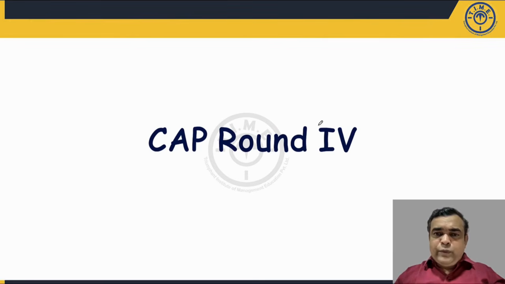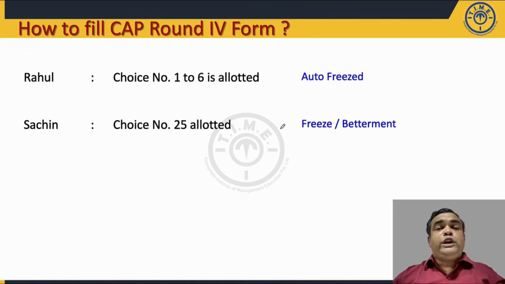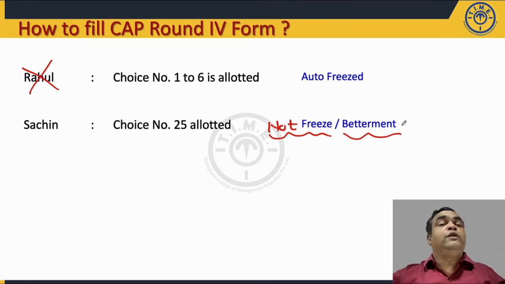Now, CAP round 4. How will I fill a CAP round 4 form? What you have to do? Suppose Rahul was auto freeze in the previous round. He is not eligible for that. Sachin chose a not freeze or betterment. He is eligible for the 4th round.